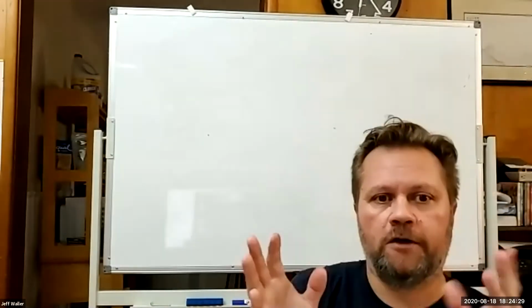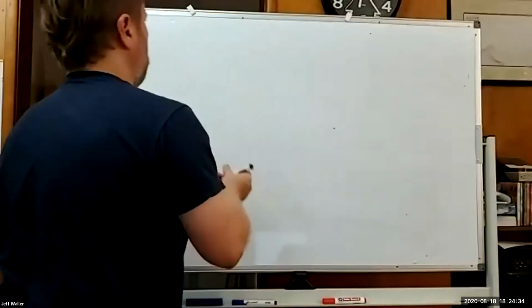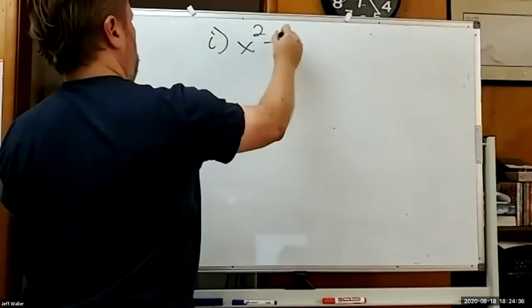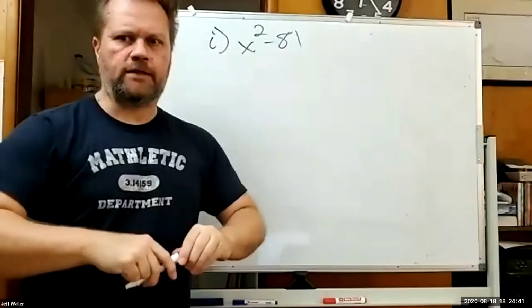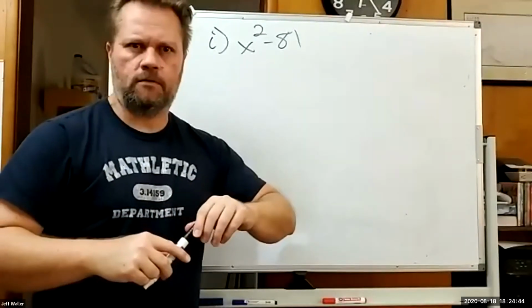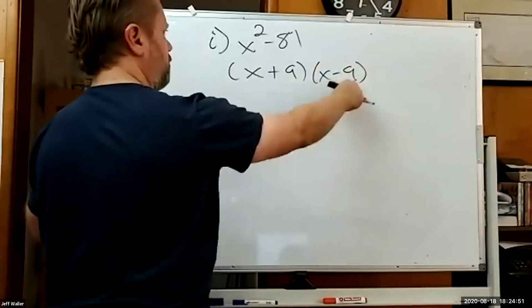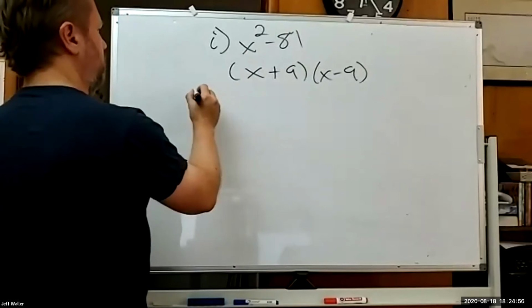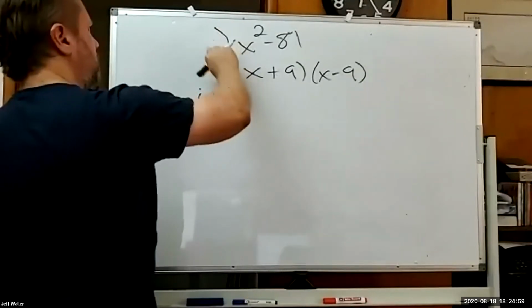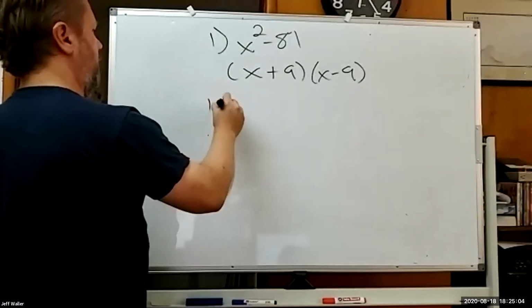Let's see. So the very first one hopefully wasn't a problem, right? So who's got that one? X plus 9 times x minus 9? Yes. Cut them in half, minus plus, so that the middle terms cancel. Now let me ask you this. I'm going to do one. Why don't you use numbers, Jeff? Here's 1A.